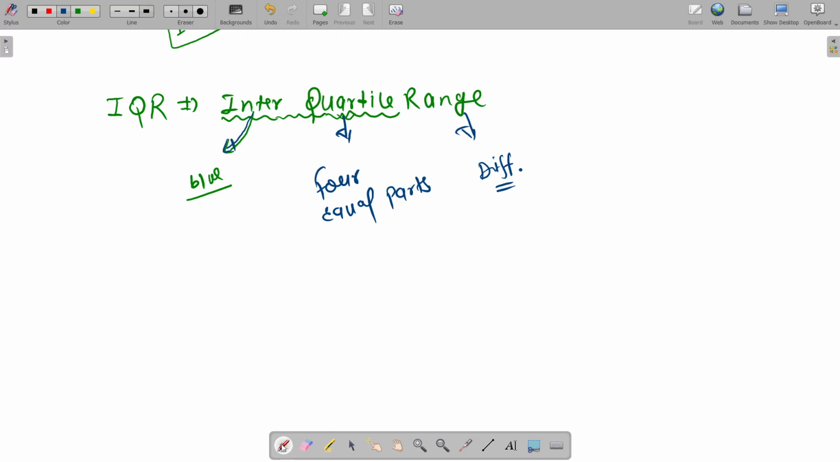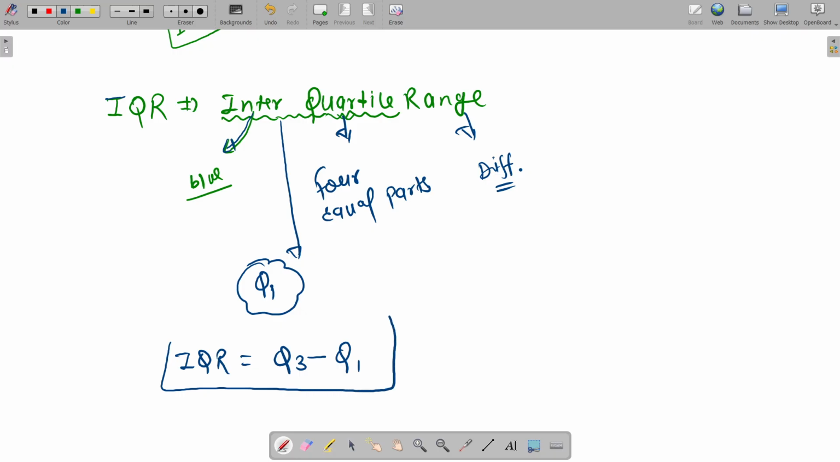From this we can conclude that interquartile range means the difference between the first quartile, Q1, and the third quartile, Q3. IQR is nothing but the difference between the first quartile and the third quartile. So we can write IQR equal to Q3 minus Q1, where Q3 is the third quartile and Q1 is the first quartile. Quartile means four equal parts.